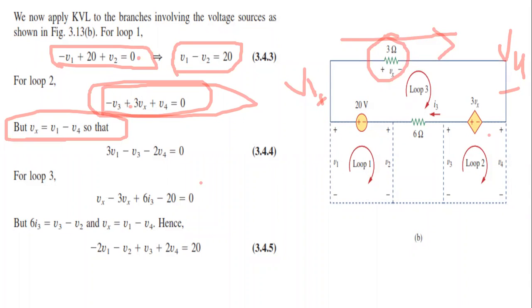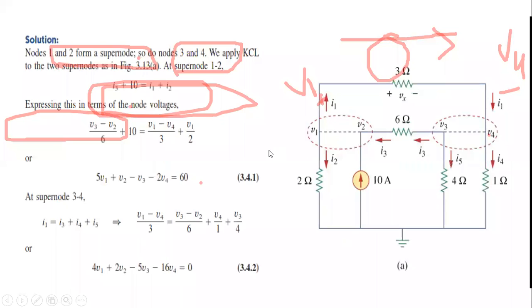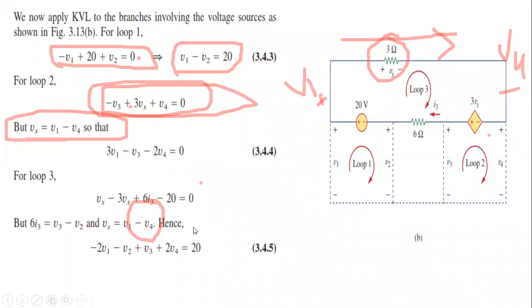Moreover, we have already written previously also here the current I1 as V1 minus V4. So V1 minus V4 is basically Vx, the voltage across the 3 ohm resistor. You can see in this expression V1 minus V4 by 3. So this is the current. It means this is the voltage across the 3 ohm resistor, and that is Vx. Okay. So now we have 3V1 minus V3. If we put it there in this equation, we can get 3V1 minus V3 minus 2V4.